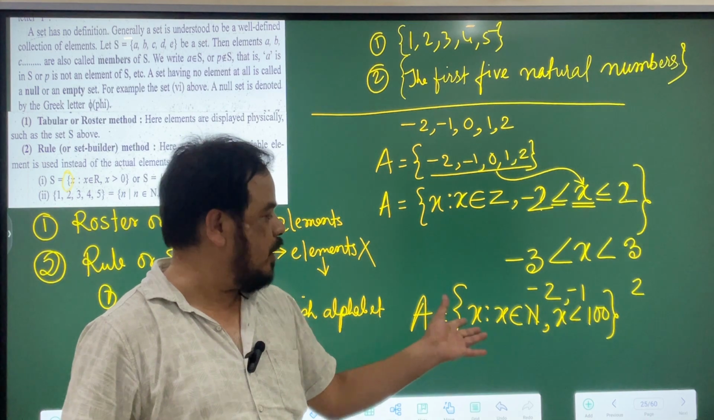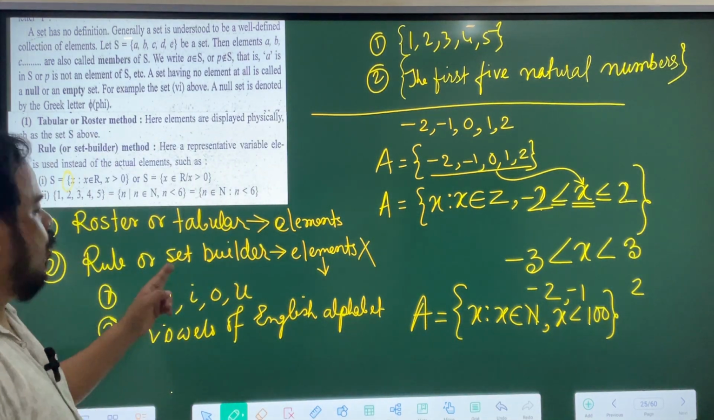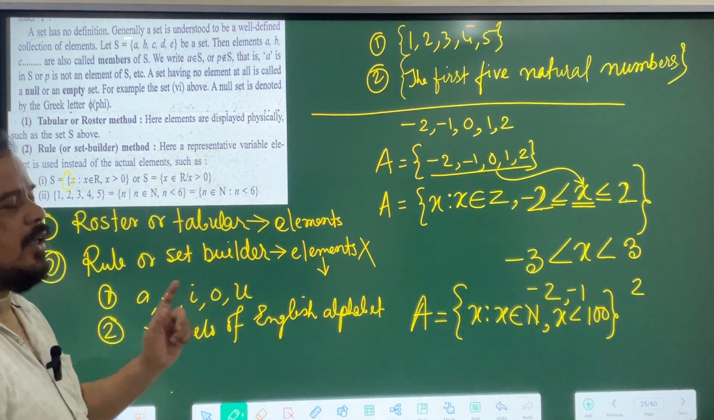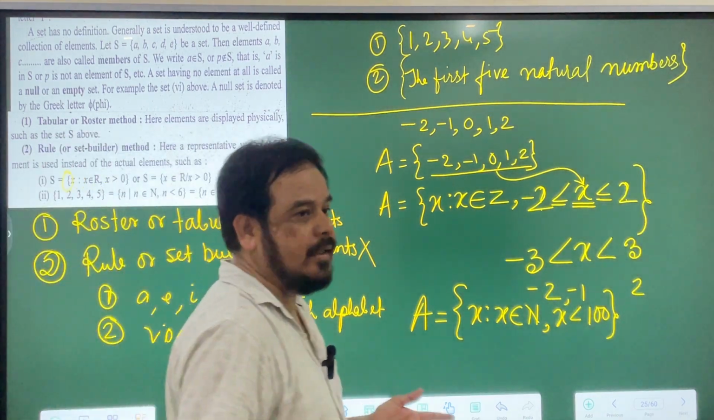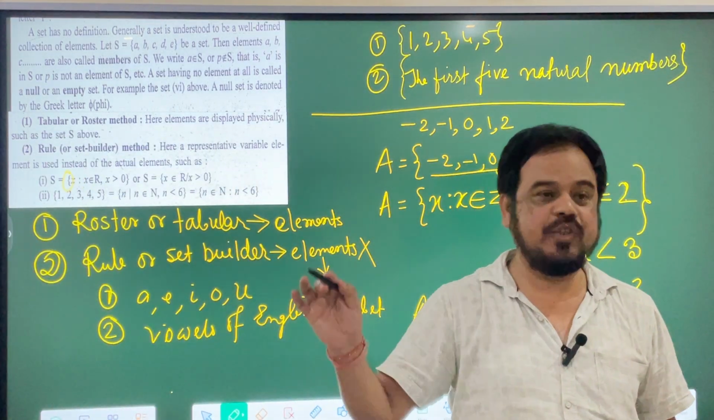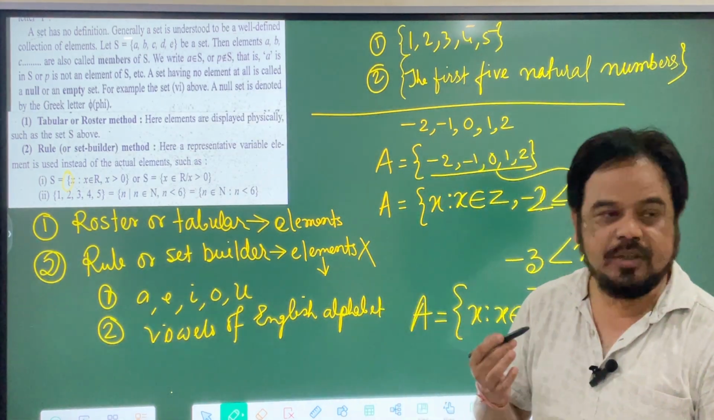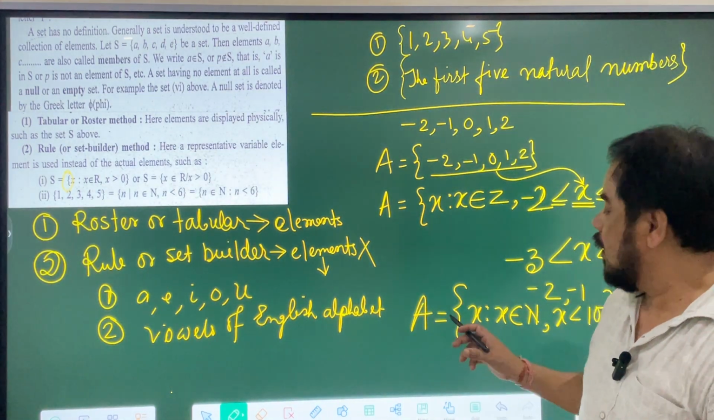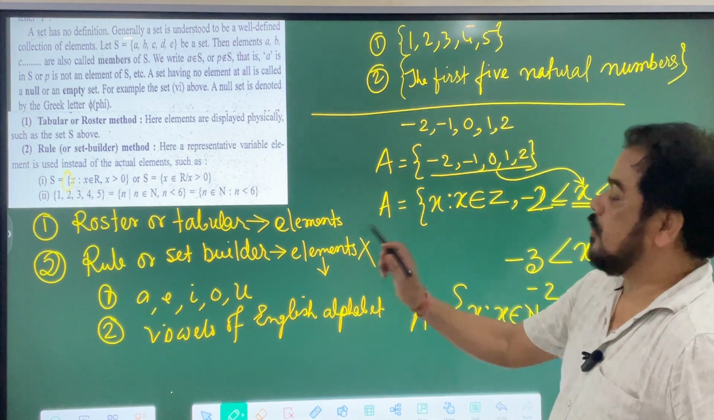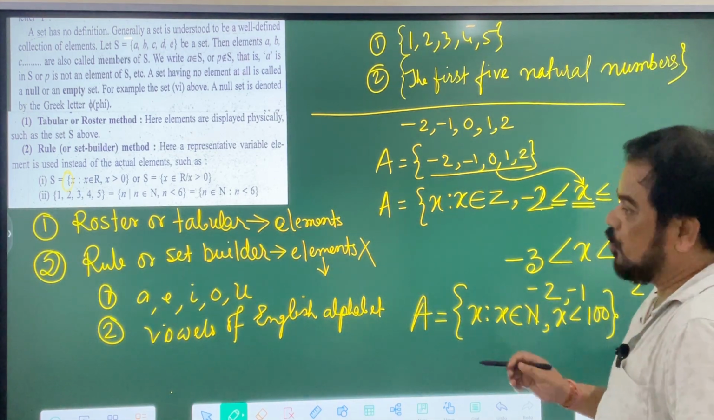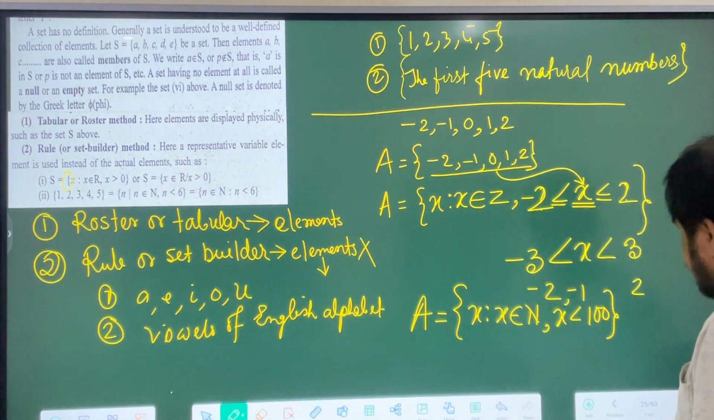So in that case we need this rule method. Otherwise we cannot write it. You can write it, but 1 to 99 will take so much time. So in that case, we will avoid writing the elements directly. We use the rule method. I hope you understand.